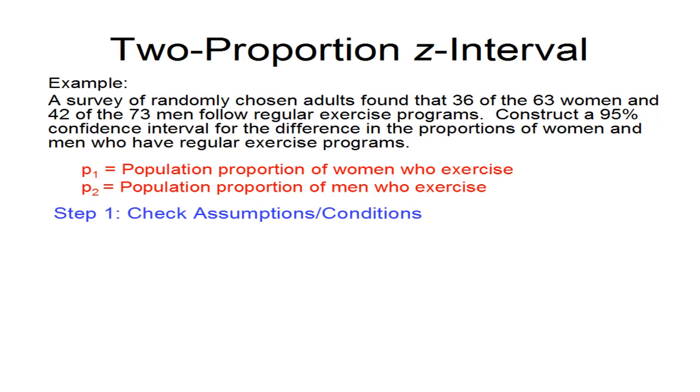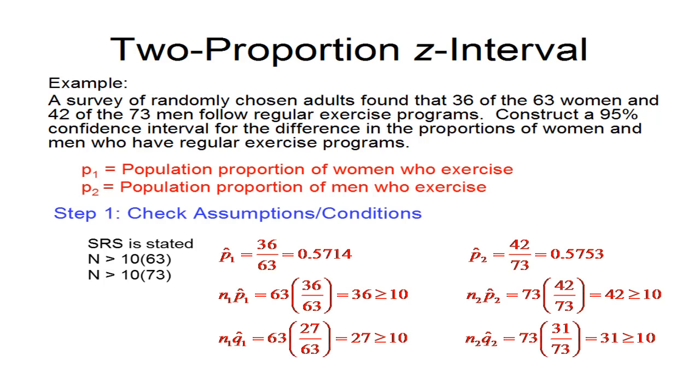So now we go to step 1. We're going to check our assumptions and conditions. We have a simple random sample, it is stated. We're going to look at the population sizes, and hopefully they're greater than 10 times the sample sizes for both women and men, and we can safely assume that. We know that P hat 1 is equal to 36 over 63, which is 0.5714, and P hat 2 is equal to 42 over 73, which is 0.5753.